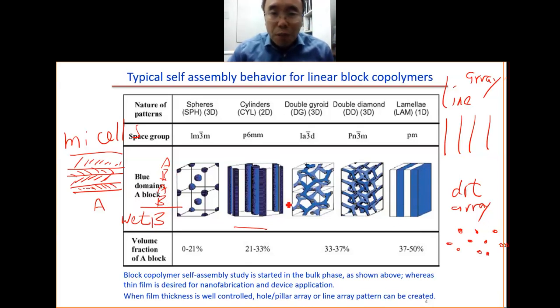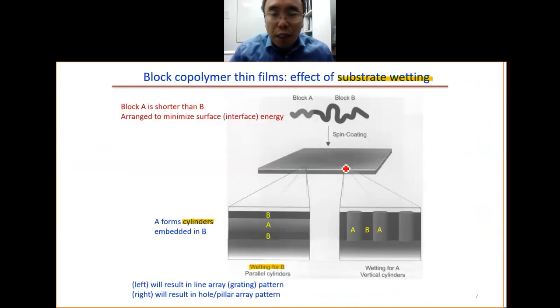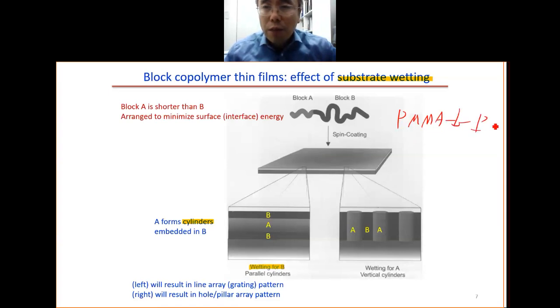But how to get this perpendicular layout? We need the substrate to wet A and B equally. If the substrate wets A and B equally, we can get this perpendicular orientation. So how to make the substrate wet block A and B equally? For example, we have this PMMA block polystyrene. We want a surface with the same surface energy to PMMA and also to polystyrene. This way we have a neutral surface.